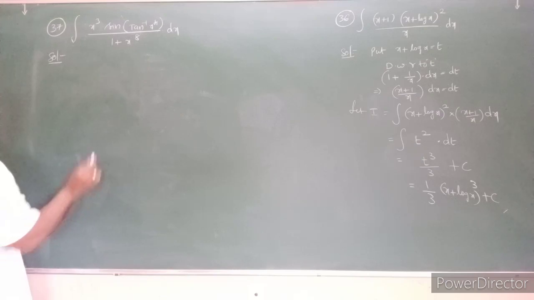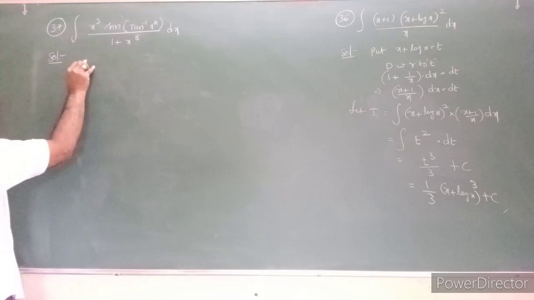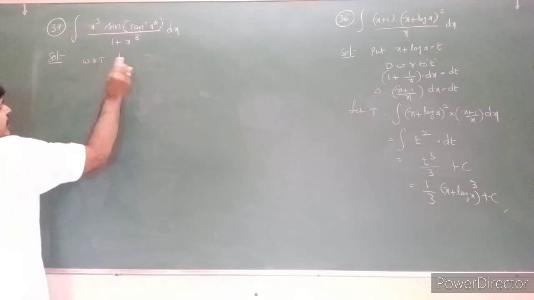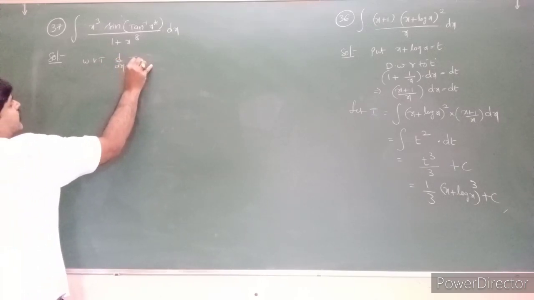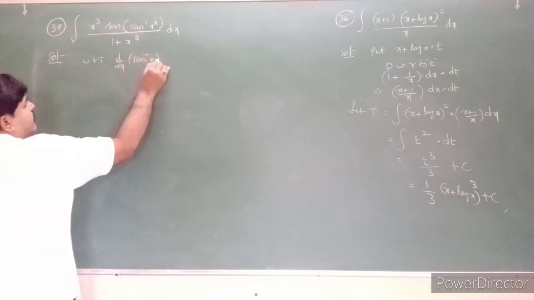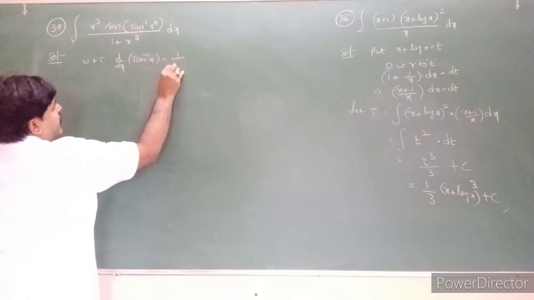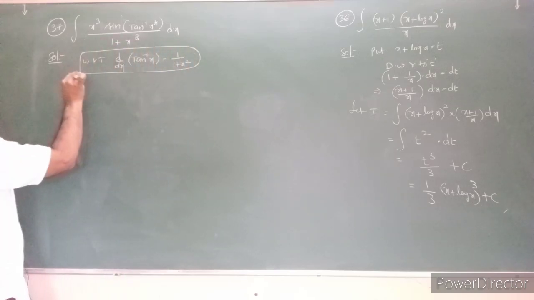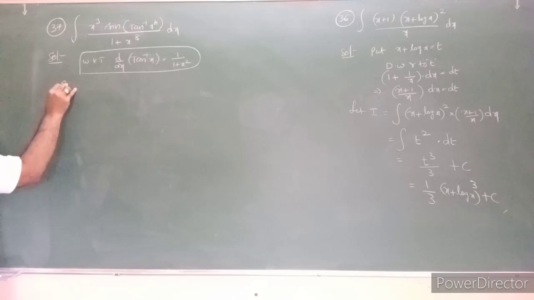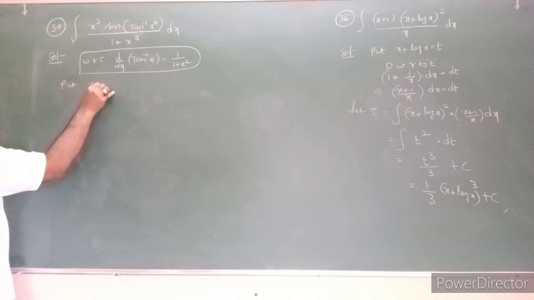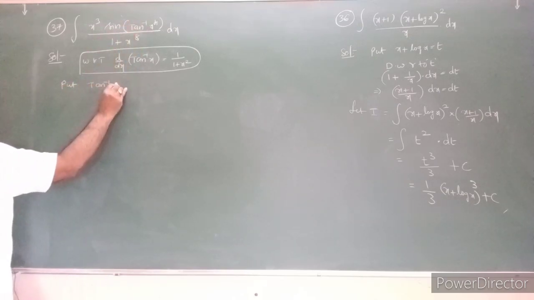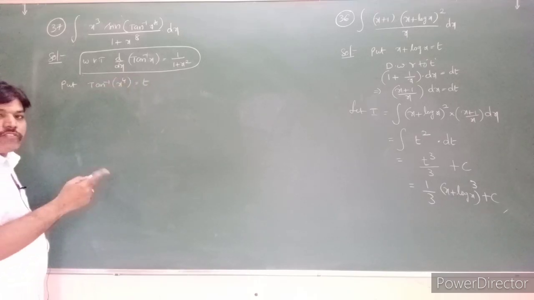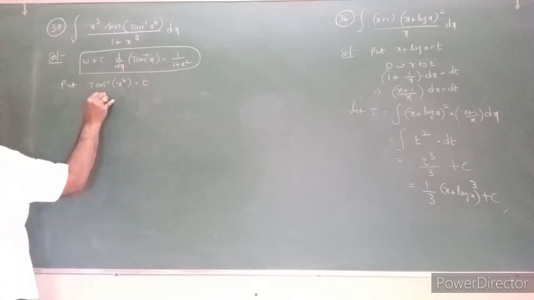First, write down the formula. We know the derivative of tan inverse x is 1 by 1 plus x square. So first you have to understand this formula. I will start with putting tan inverse of x power 4 equal to t.